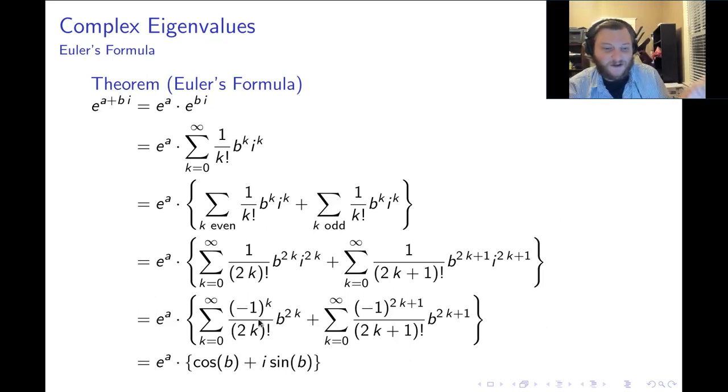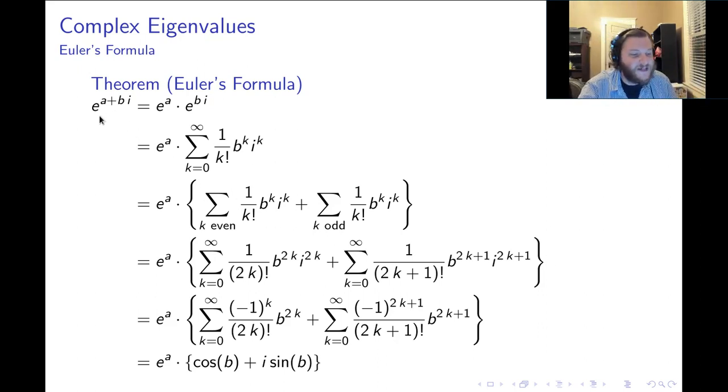When all is said and done, if we look at our old Taylor series formulas, this expression capturing all of the even values is cosine of b. And this expression over here, where again I've left out my i, is i times sine b. So this is a famous formula. This is called Euler's formula.